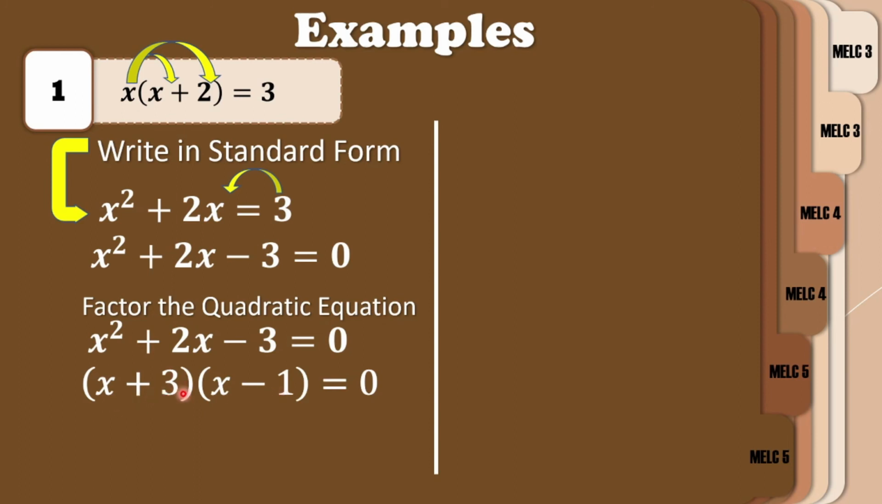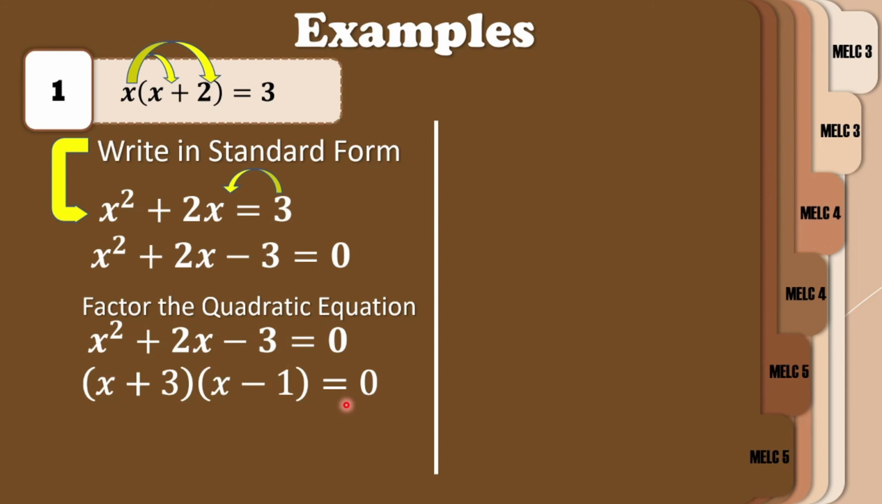So, let us check. Pag pinag-times natin si 3 times negative 1, that is negative 3. Pag pinag-add naman natin si 3 at saka si negative 1, that is positive 2. So, yun ang factors ng negative 3. And kapag pinag-sum, that is 3 and negative 1. Then, pinactor out natin si x squared, that is x and x. So, this is the factor of the quadratic equation.